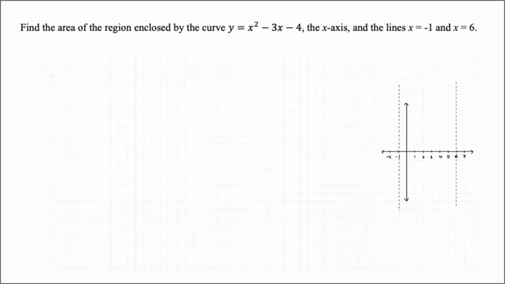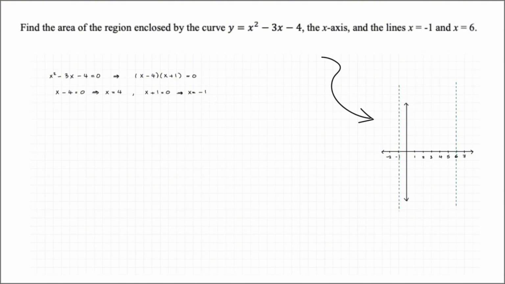So, step 1 is to find out where this graph crosses the x-axis. We set that equation to 0. X squared minus 3x minus 4 equals 0. We can factor this easily. We need numbers that multiply to -4 and add to -3. That gives us (x minus 4)(x plus 1) equals 0. So our roots are x minus 4 equals 0, so x equals 4. X plus 1 equals 0, so x equals -1.